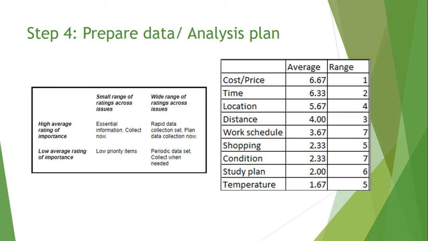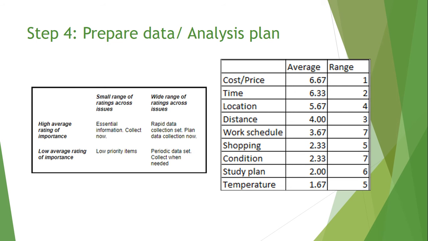When the average is low and the range is also low, such information is labeled as low priority items, and when the range is wide and the average is low, that kind of data is a periodic data set, which can be collected when needed. So as you can see, the average and the range for the scale and the information provided was calculated as seen in the table on the left.